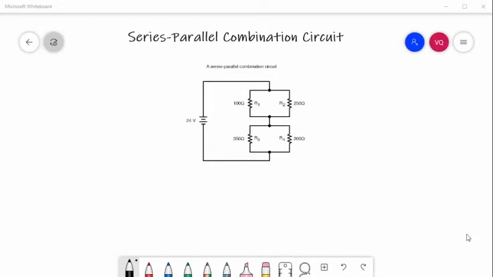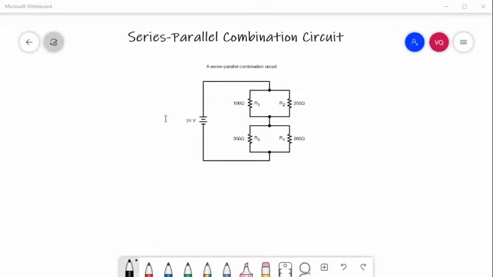Hello again, everyone. In our last topics, we already discussed the series circuit, parallel circuit, voltage, and current divider theorems. Now, we'll go to the combination of series parallel circuit.